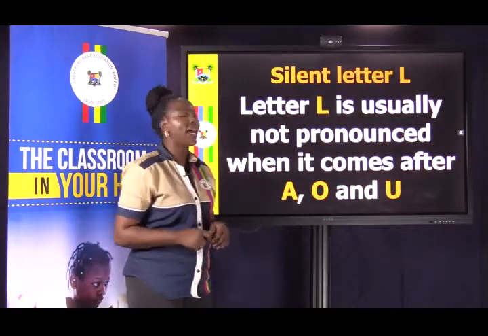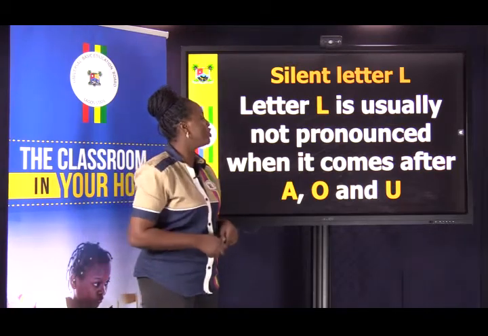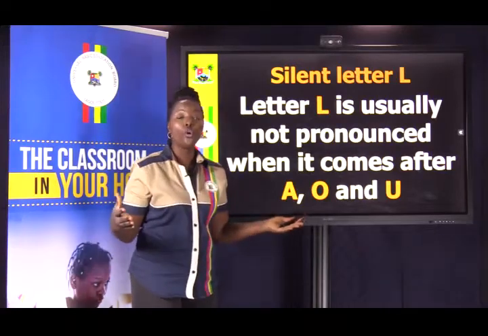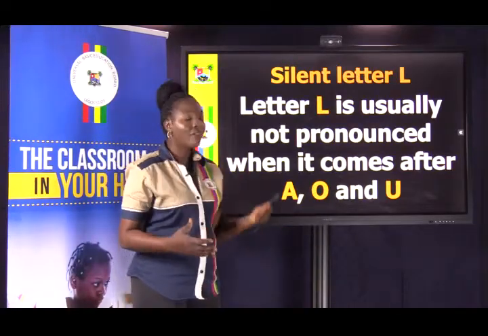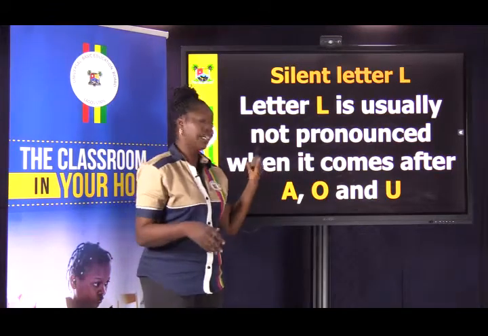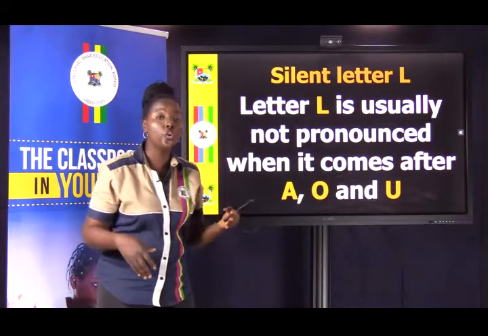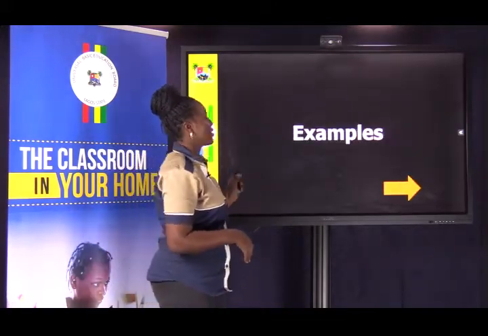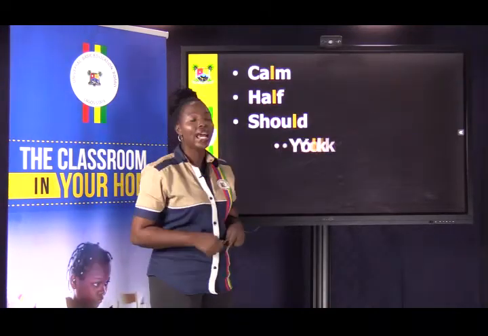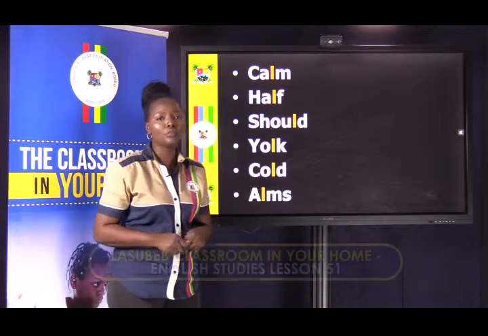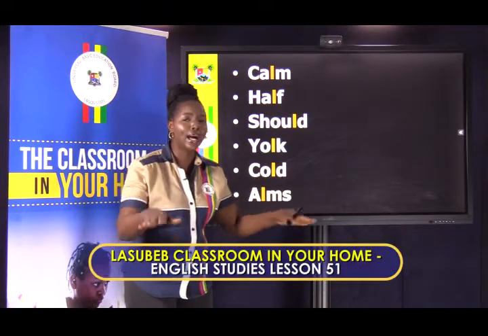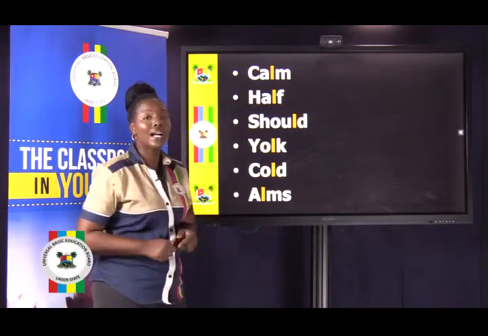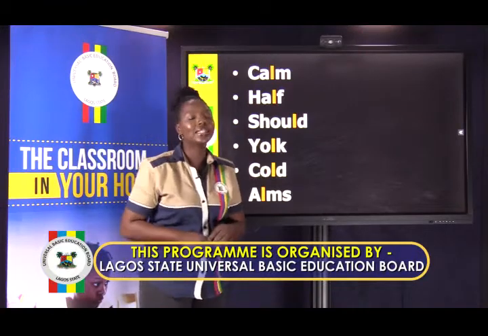Now for letter L. Letter L is usually silent when it comes after A, O, and U. When you have letter L after letter A, after letter O, after letter U, it is what, children? It is silent. Let's look at a few examples on that. For the first one, we have C-A-L-M. I'm sure you pronounce that as calm. Calm down. That's the spelling for calm.